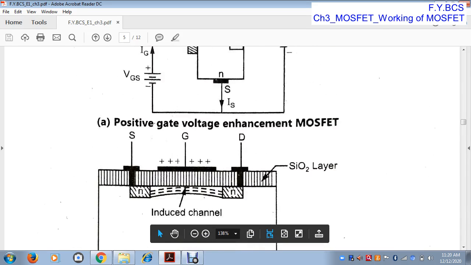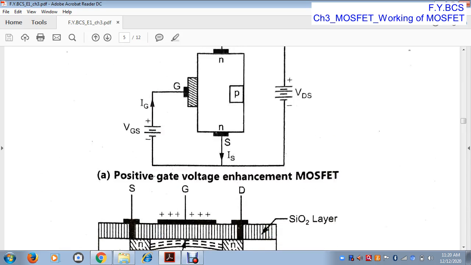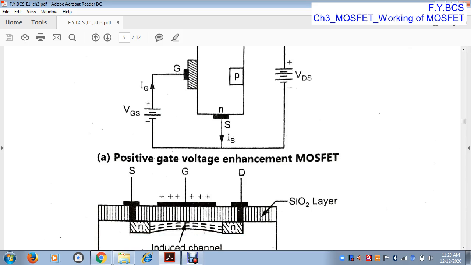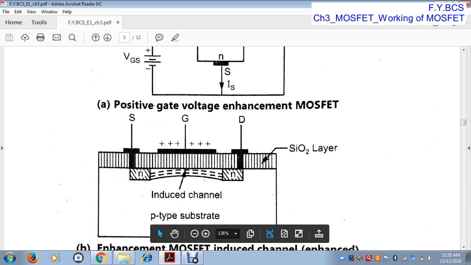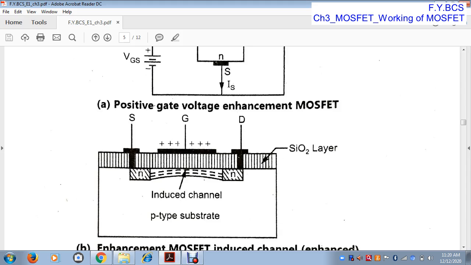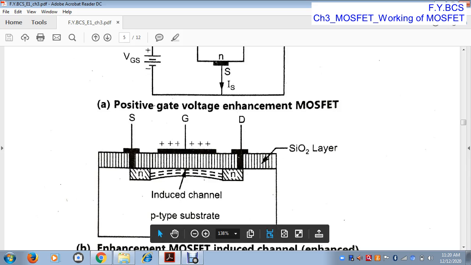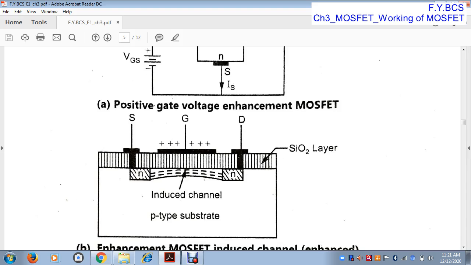So all the electrons in this n-type channel will accumulate near the gate. As shown in this figure, all the electrons are attracted towards the gate. That means a layer is formed near the silicon dioxide layer, an electron layer. This layer is called the electron layer.